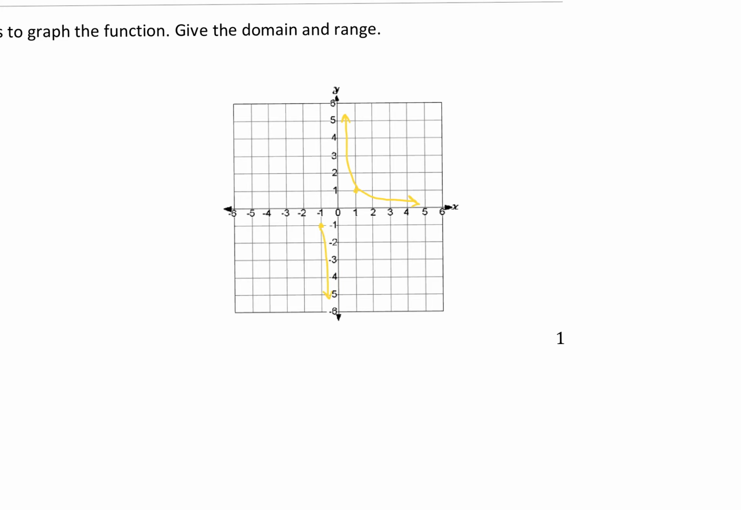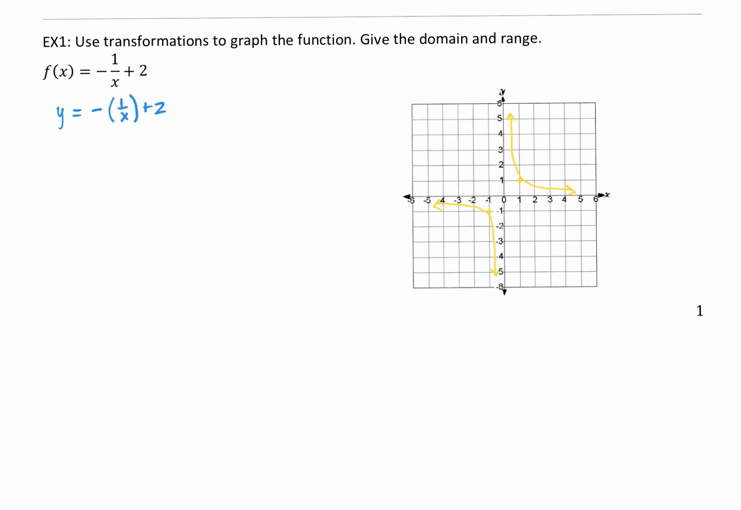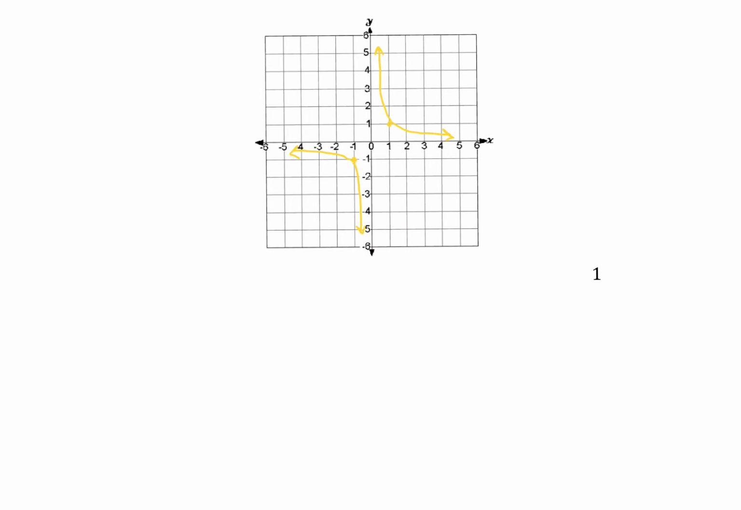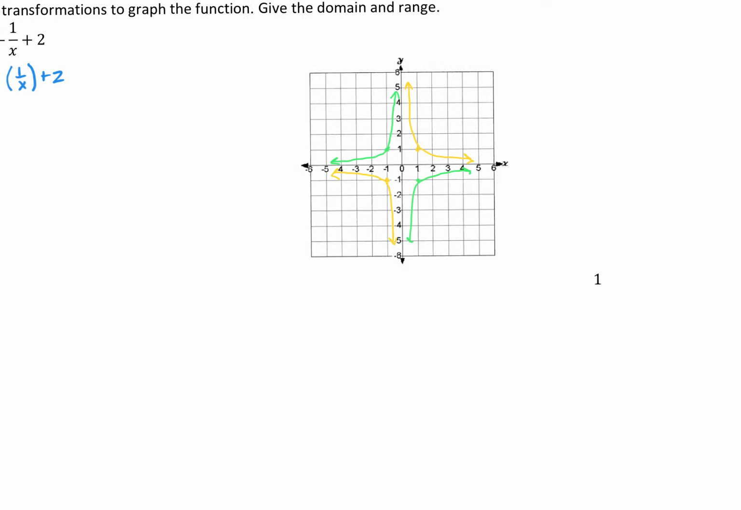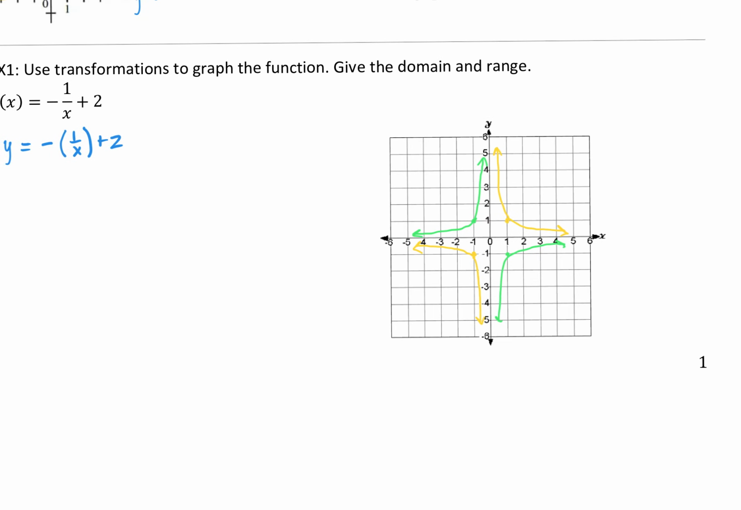So going back to that negative on the outside, that's going to reflect the graph. So everything above is going to flip down to below the x-axis. Everything below the x-axis, it's going to flip above. So I'm going to use a different color here. The point 1, 1 is going to be 1, negative 1. And it's going to follow the asymptotes. The point negative 1, negative 1 is going to be negative 1, 1. So that's going to flip up, but still going to follow those asymptotes. So my asymptotes have not changed, which means my domain and my range did not change.